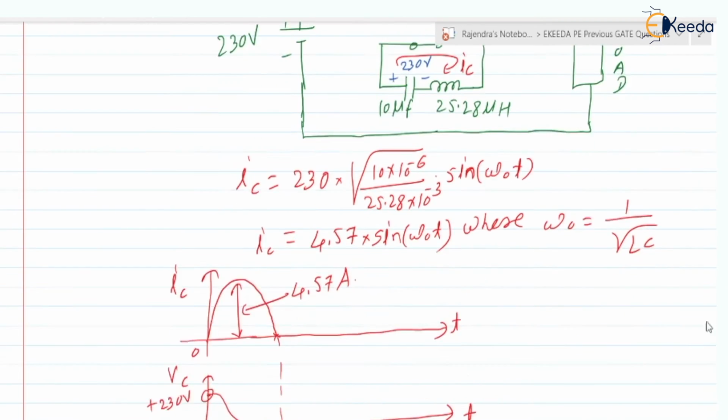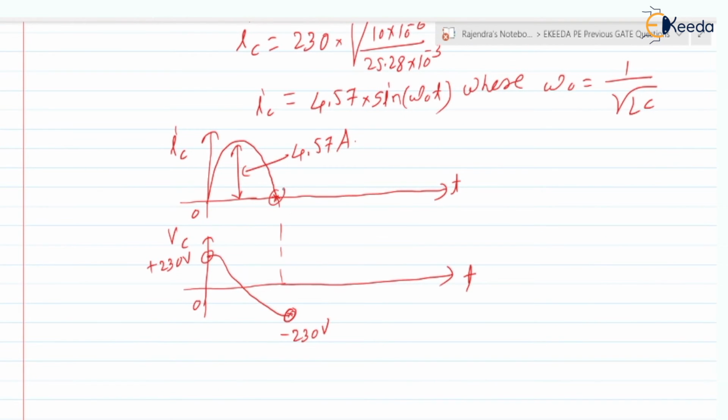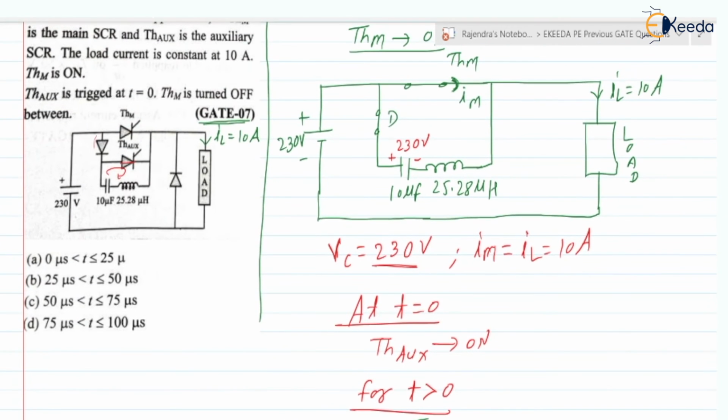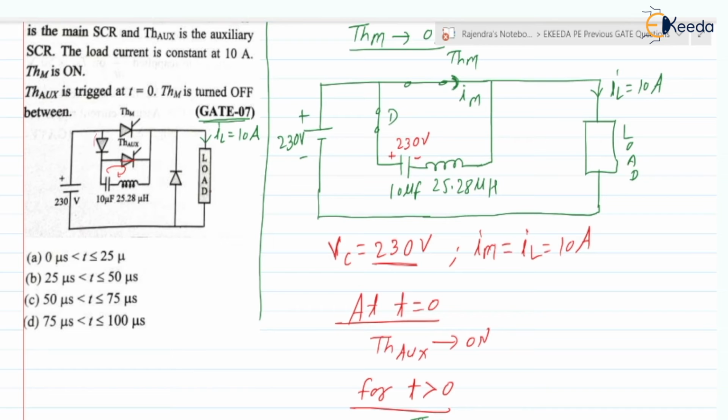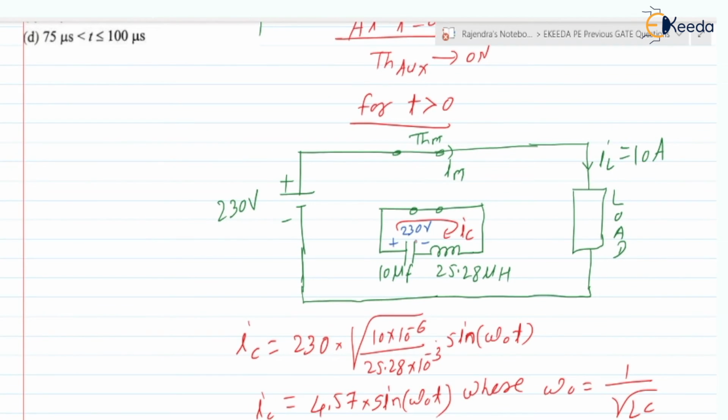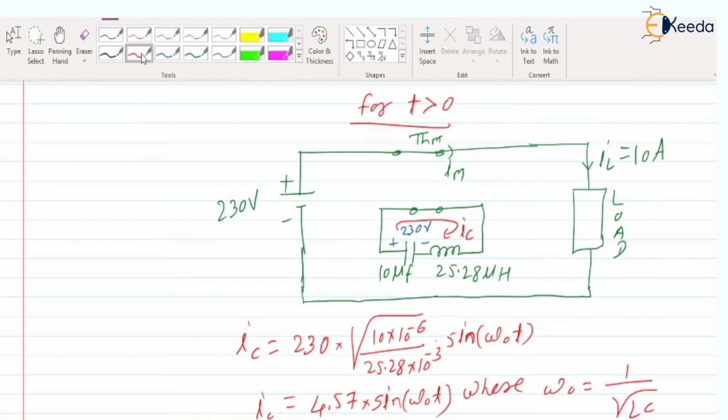Okay, next, this instant is pi by omega 0. Now after this instant, after pi by omega 0, when the capacitor discharges and charges to the reverse polarity, that means what?